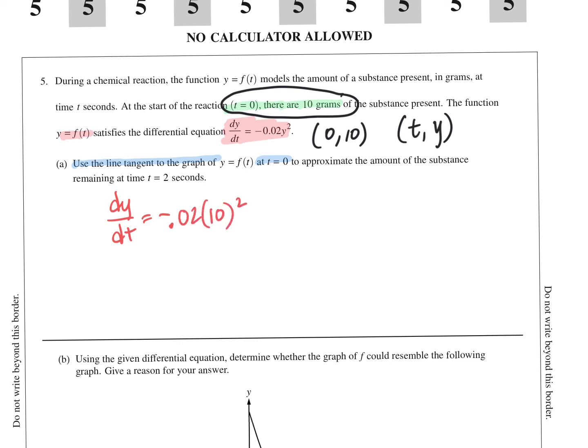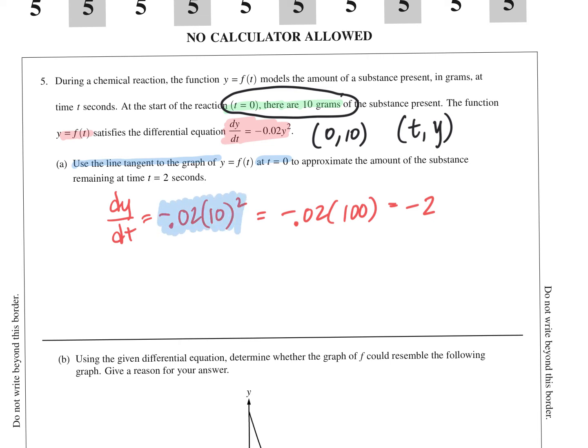If you guys don't want to simplify that, you don't have to. I'm just getting my slope to plug into that point slope form. So you can totally leave this as your slope. Is that negative 0.02 times 100? What is negative 2/100 times 100? That would get us -2. But you don't have to simplify it. You can leave this as your dy dt.